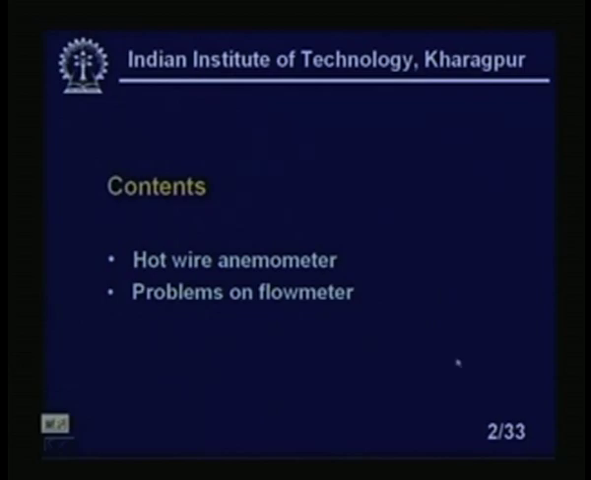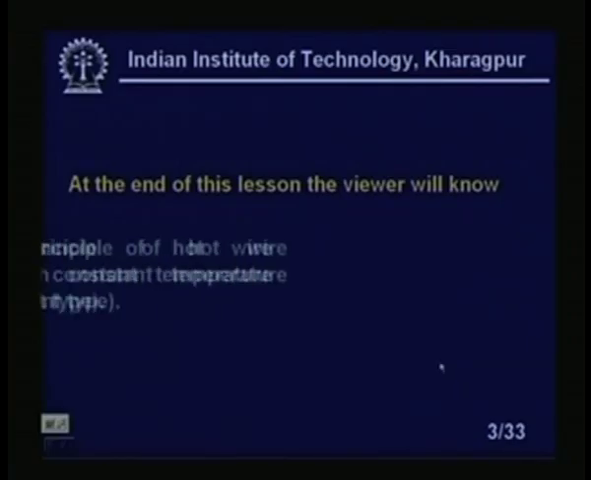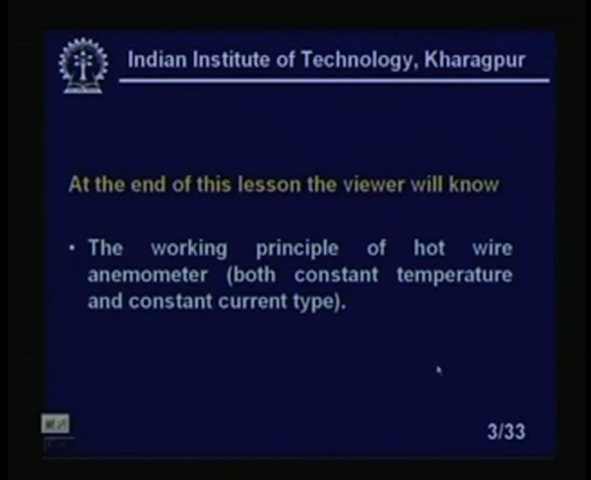For various types of flow meters we will give the problems, and also we will provide the solutions to these problems. Obviously, at the end of the lesson, the viewer will know the working principle of the hot wire anemometer, both constant temperature and constant current type. These are the two basic types of hot wire anemometer you will find. So, we will cover both: how it works, what the signal conditioning circuitry is, and the advantages and disadvantages, everything will be covered in this particular lesson, along with the problems and solutions for the different flow meters.